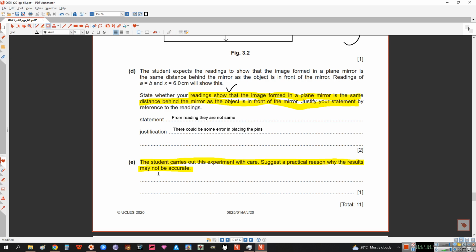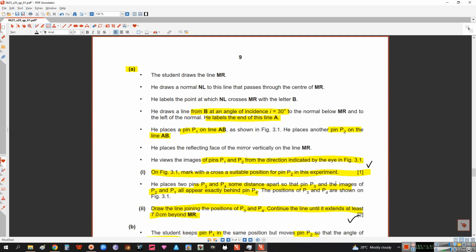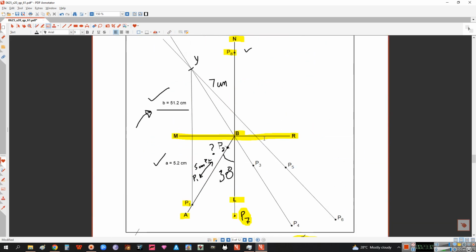Okay, now the student carried out the experiment. Suggest a practical reason why the results may not be accurate. The thickness of the mirror is not accounted for in the readings, right? That's the basic problem, right? Because what we are doing in this diagram, as you can see, we're representing the mirror using this straight line, right? It's just a thin line.